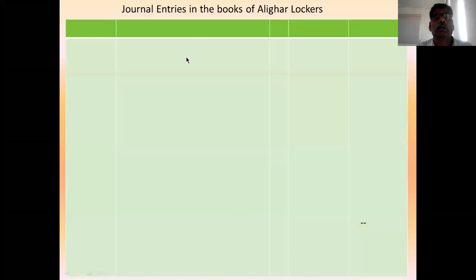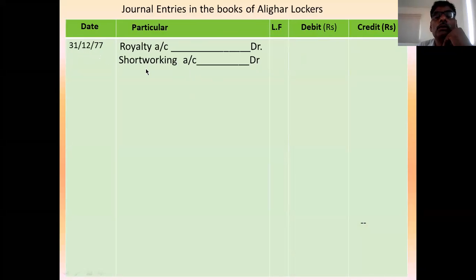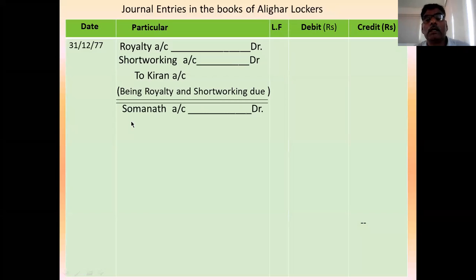Okay, you see the journal entries. Journal entries in the books of Aligarh Lockers. Okay, this is the format of the journal entry: date, particulars, LF, debit, credit. First, I write the date of the first year end, 31st December 77. First year journal entry, I will write royalty account debit, short working account debit, because SW is there, to Kiran account. Kiran is the lessor, being royalty and short working due. Second entry.